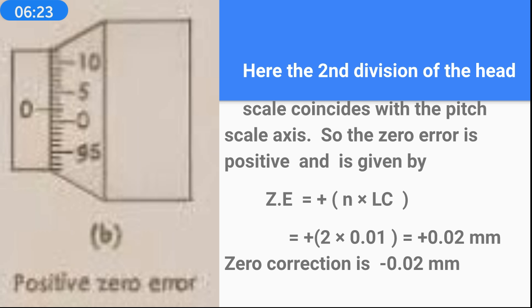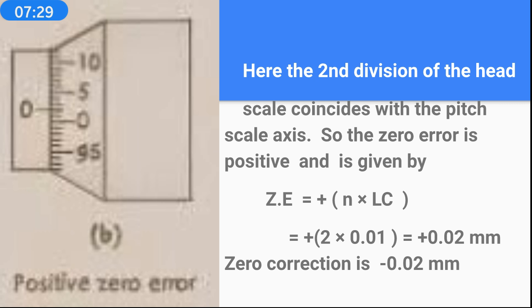Clear? Now how will you calculate? Just see the diagram. After 0, where is 0 lying? 0 is lying below the pitch scale axis. Now which division is coinciding after 0? 1, 2. The second division of the head scale coincides with the pitch scale axis. So the zero error formula is zero error equals plus n into LC, where n denotes the coinciding division. So plus 2 into 0.01, which gives plus 0.02 millimeter. Your zero error is positive, plus 0.02 millimeter, so your correction will be just opposite: zero correction is minus 0.02 millimeter.